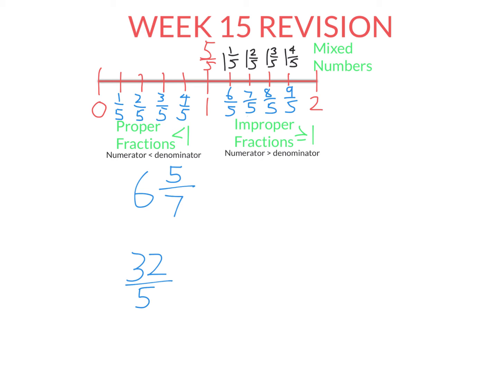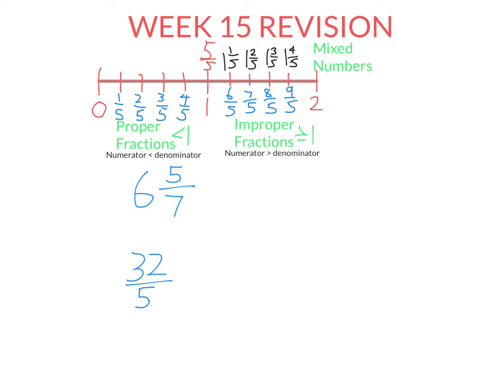Why do we need both of these? Well, mixed numbers are easier to understand, so we really want to know about those. But when we want to perform operations with mixed numbers, it's so much easier to use improper fractions. That's why we need both. Now, any mixed number can be written as an improper fraction. Any improper fraction can be written as a mixed number. So let's look at how we convert between the two.